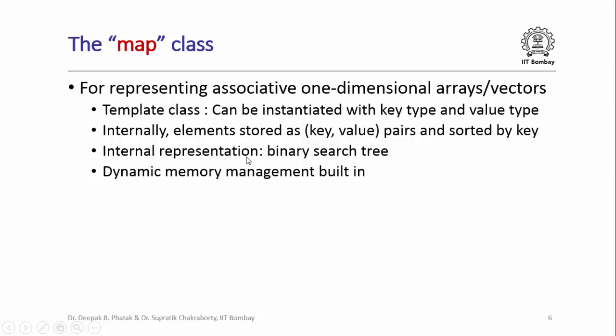The internal representation of objects stored in a map class is really a binary search tree. So the different key value pairs are actually going to be internally stored as a binary search tree. We have studied about binary search trees in an earlier lecture. And of course, this is going to dynamically allocate and deallocate memory, but the whole of dynamic memory management is built in, and as a user of this class, you do not need to worry about it.